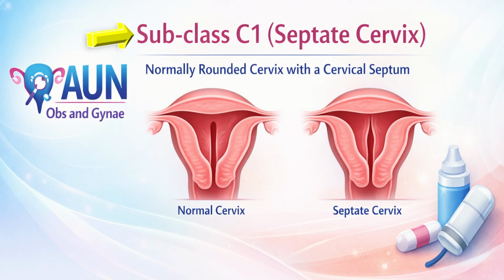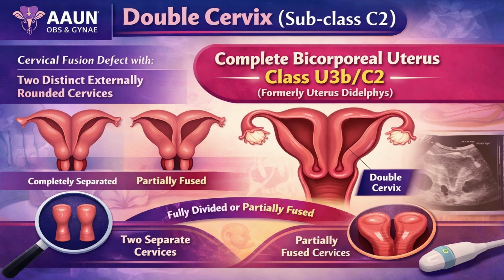Subclass C2 is the one with a double cervix. It includes all cases of cervical fusion defect. It is characterized by the presence of 2 distinct externally rounded cervices, and these 2 cervices may be completely separated or partially fused. This anomaly may be associated with a complete bicorporeal uterus classified as class U3B or C2, corresponding to what was formerly described as uterus didelphys.